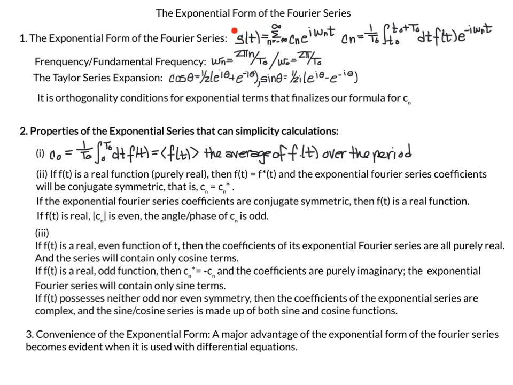So if we want to represent a function s of t, we can do that with the series from n equals negative infinity to infinity, c_n e^(i omega_n t). Omega_n is our frequency, which is equal to 2 pi n over our period. c_n, then, our coefficient for the nth frequency, is 1 over T, integral from t_0 to t_0 plus T, this T being our period, of f of t times e^(-i omega_n t).